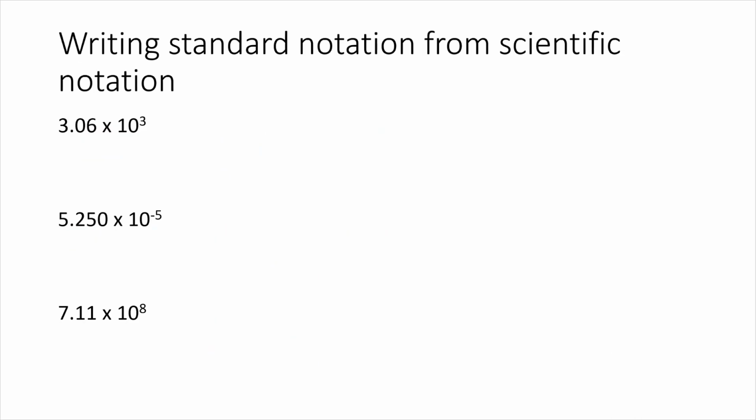So in the next section here, I'm going to show you how to write standard notation from scientific notation. So in this first problem, you can see that the exponent is positive, so you know that you have to move the decimal point to the right. And it says 3 times. So we're going to move it 1, 2, 3. 3, 0, 6, 0. And notice because the 0 is not included here, we don't put a dot at the end right there. It's just without the dot, 3060.